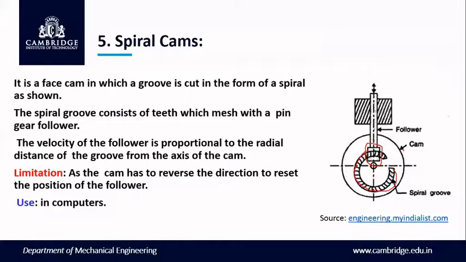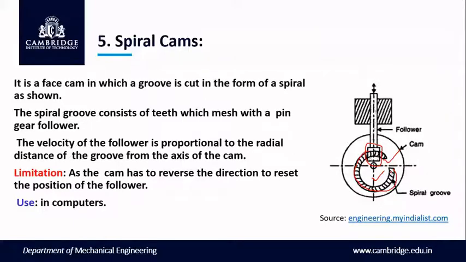So this also gives us a positive drive. The velocity of this follower is proportional to the radial distance of the groove. Here we can see the radial distance of the groove is varied. At this junction we have less radial distance, whereas at this junction we have more radial distance.